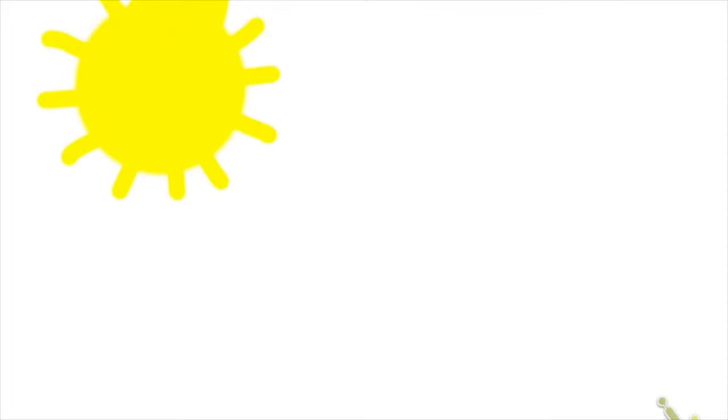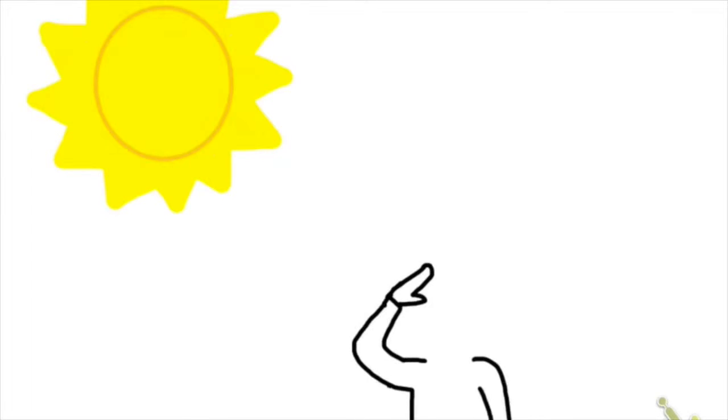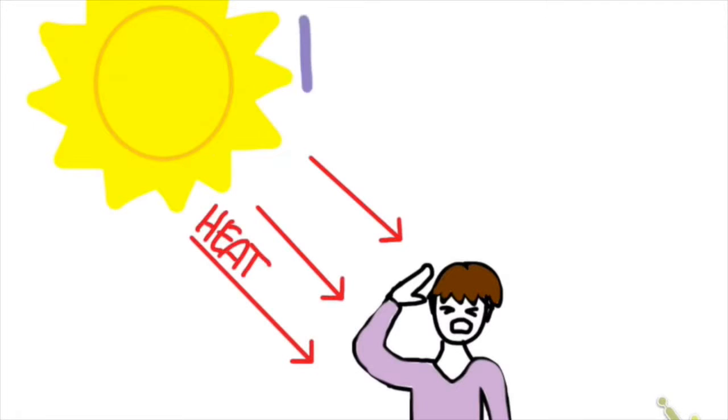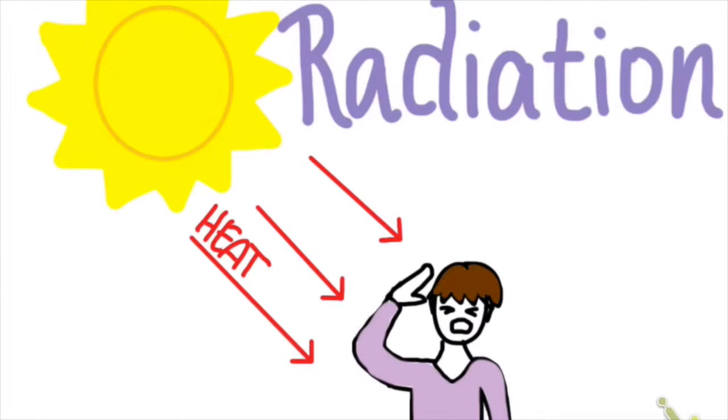Now let's go back to the question that I first asked. Have you ever wondered how you can feel the heat of the sun even when it's far away? It's because the heat from the sun travels through something invisible. Like when you put your hand above something hot, you can feel the heat even without touching it. This is radiation.